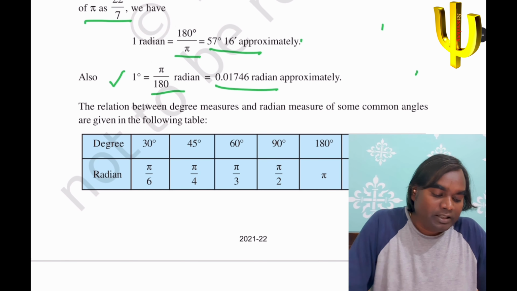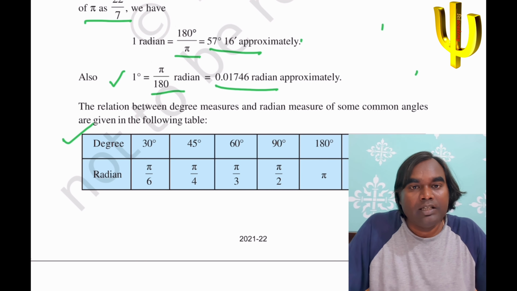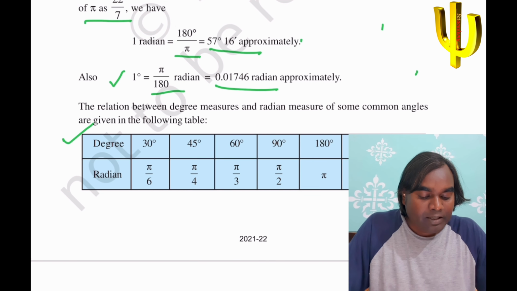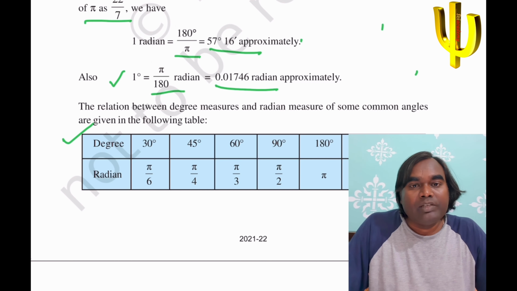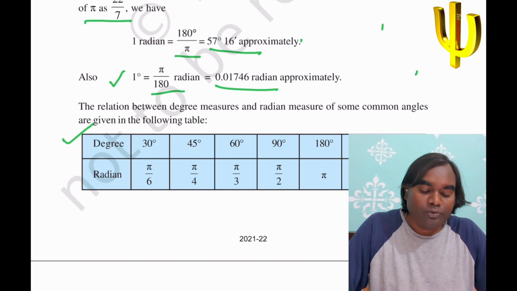So this table represents some important relationships between degree and radian. That is, 30 degree is equal to pi by 6 radian, 45 degree is equal to pi by 4 radian, 60 degree is equal to pi by 3 radian, 90 degree is equal to pi by 2 radian, 180 degree is equal to pi radian, 270 degree is equal to 3 pi by 2 radian, and 360 degree is equal to 2 pi. So remember this, memorize this table. This is a very useful table.